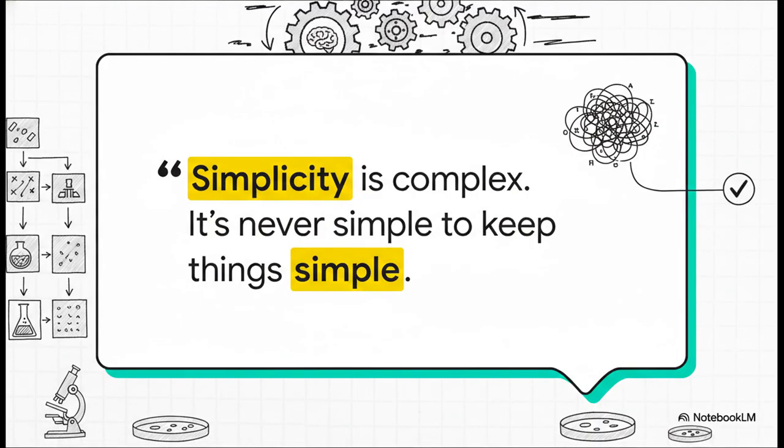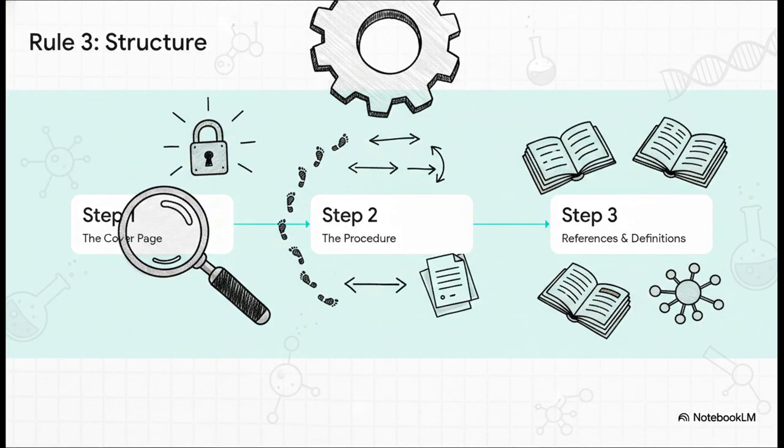And this brings us to a really key insight. You might think, oh, writing simple instructions, how hard can that be? But this quote from Richie Norton just nails it. Simplicity is complex. Your job as the writer is to do all the hard thinking up front, so the person following the steps doesn't have to. Okay, on to Rule 3, which is all about structure. Every solid SOP has 3 main parts, and it's pretty straightforward. You need a cover page for all the key info, then the procedure itself, the actual step-by-step guide, and finally a section for all your references and definitions.